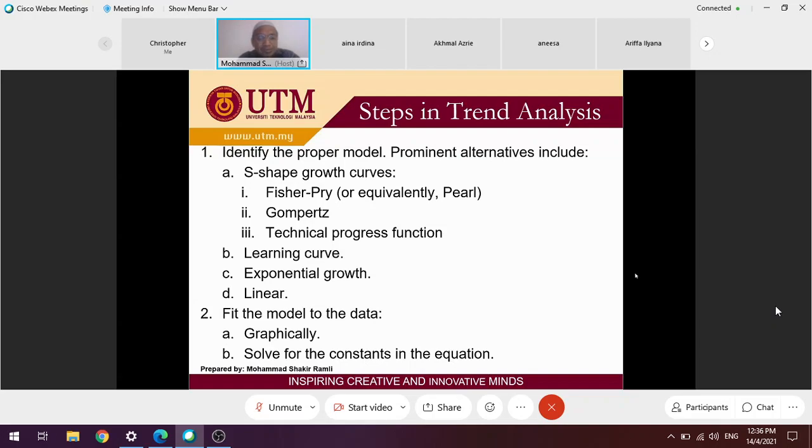Okay, talking about model. Also in trend analysis, the first step is to identify a proper model for technological change. You are having data or you are going to collect data, and you are going to perform trend analysis. So you have to select what model is appropriate for your study. And for technological change, as I did mention, it normally follows an S curve. We can use the Fisher-Price model or equivalently the Pearl model or Gompertz model, and also the technical progress function.